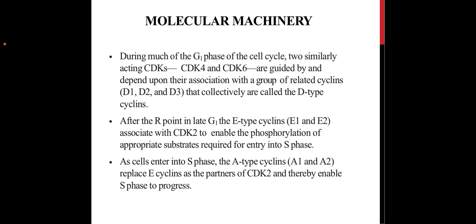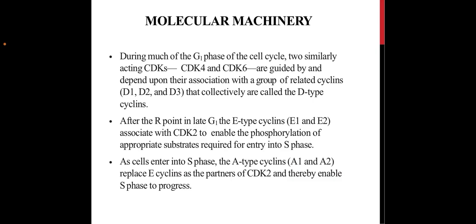During much of the G1 phase of the cell cycle, two similarly acting CDKs, CDK4 and CDK6, are guided by and depend upon their association with a group of related cyclins, D1, D2 and D3, that collectively are called the D-type cyclins.